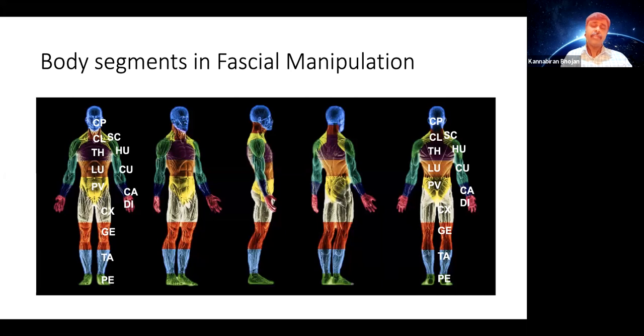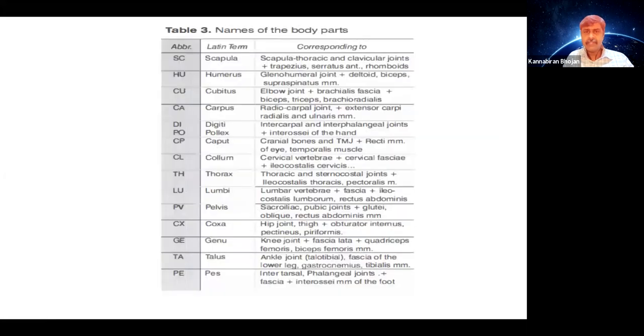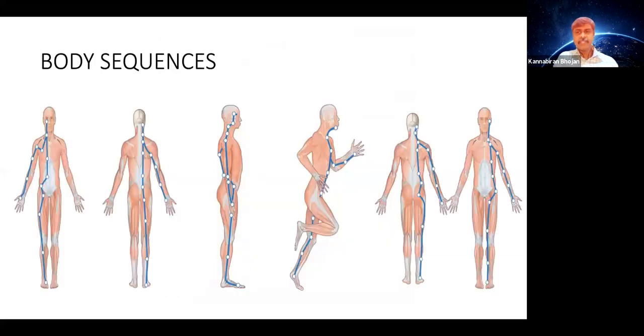These are the body segments. Because we are going to manipulate, you need to document how we are manipulating. So when you want to document fascial manipulation, you need to know the segments. SC is scapula, HU humerus, CU cubitus, CA carpus, DI digiti, then caput, and you can see here collum, thorax, lumbi, pelvis, coxa, genu, talus, and pes. This is how they name the body parts in Latin terms, and that is what is used in fascial manipulation.